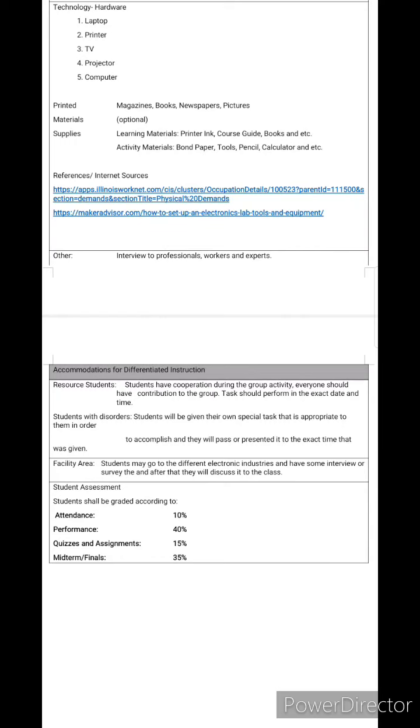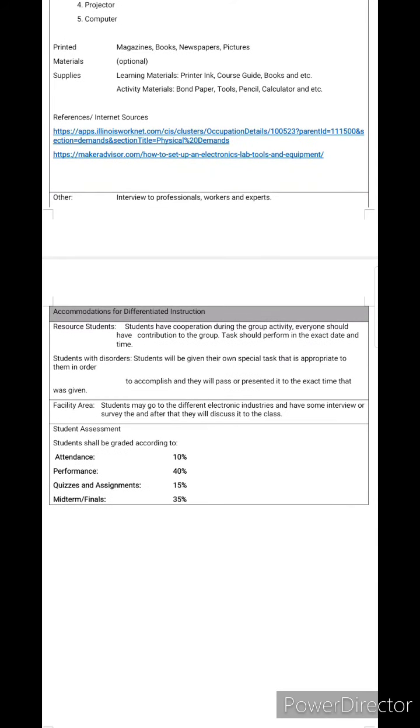Accommodation for differentiated instruction. Resource students: students have cooperation during the group activity. Everyone should contribute to the group. Tasks should be performed at the exact date and time. Students with disorders will be given their own special task that is appropriate to them to accomplish, and they will pass or present it at the exact time that was given.